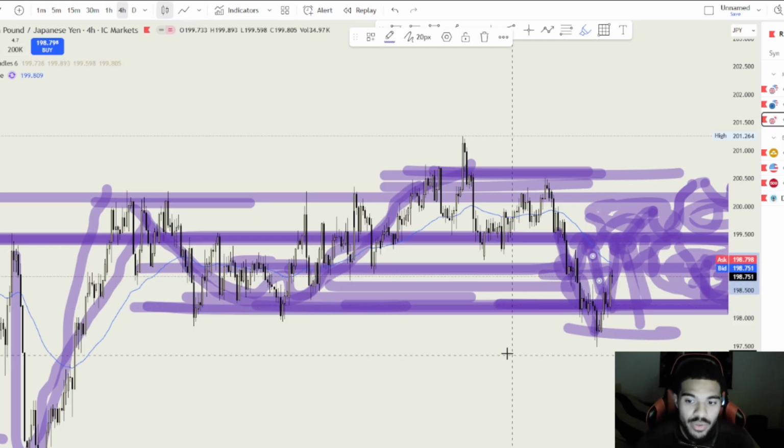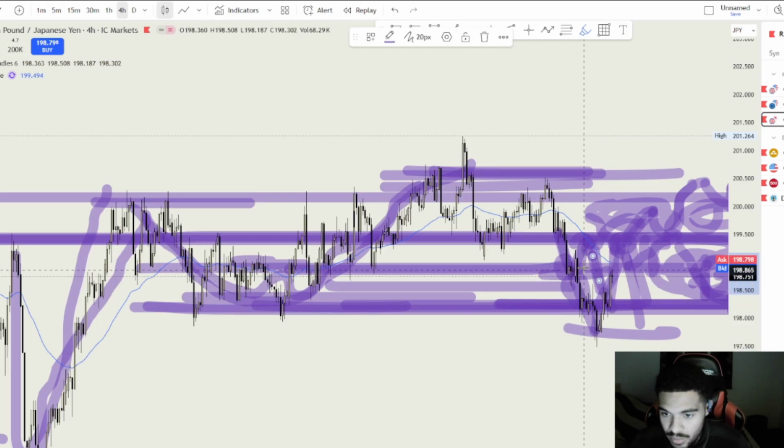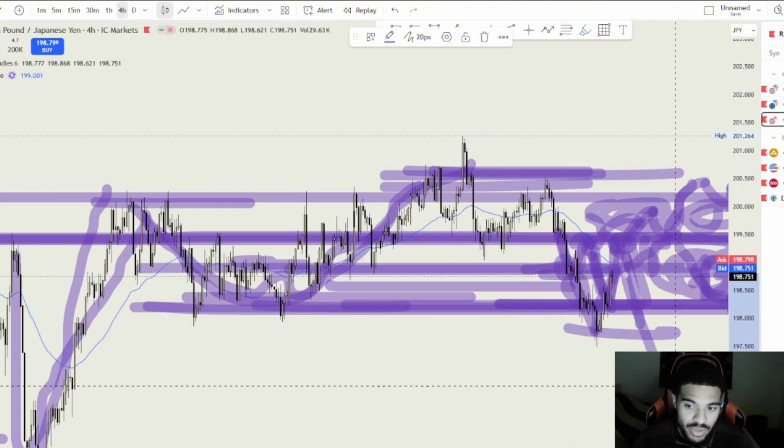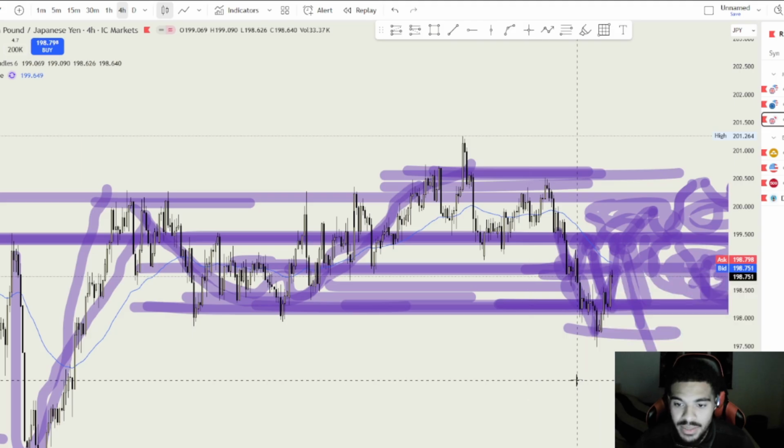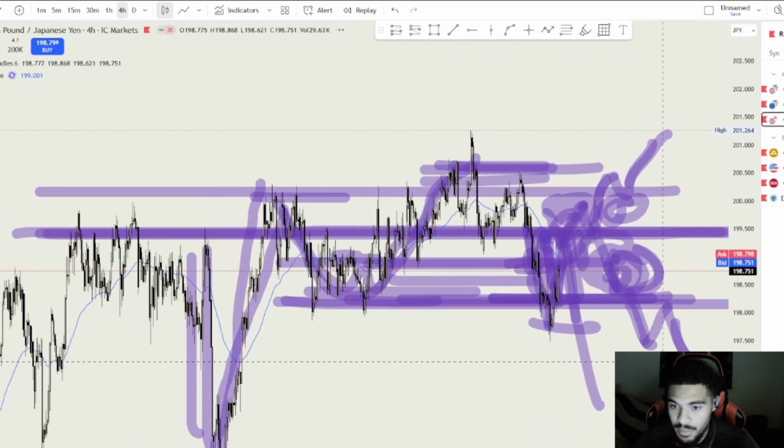Happy days, we've just gotten off that leg. I know there's a lot of drawing on here, but just follow with me. It breaks down, comes back up, retests the midpoint, and then continues going down. That's what I'd prefer, but it is what it is, and we'll just have to wait and see.